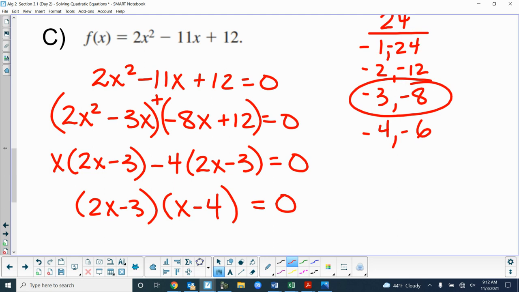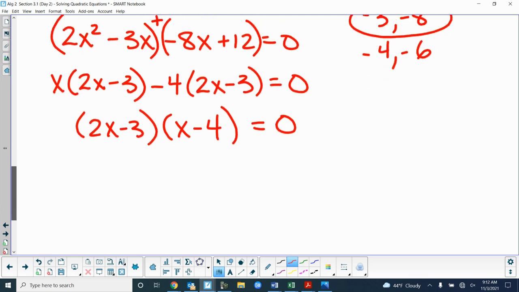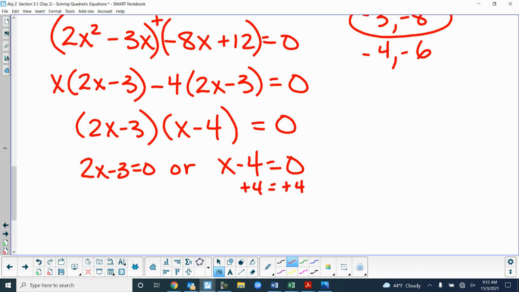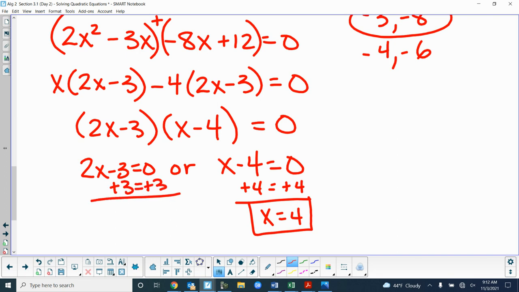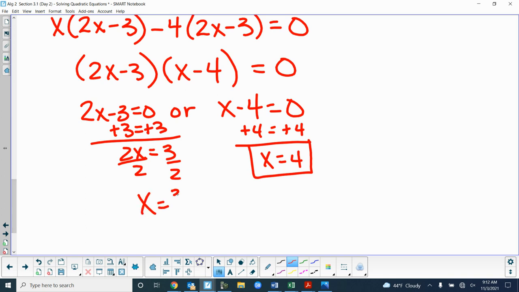All right? So now I set them both equal to 0 to get my two answers. The more you do of these, this part, you could probably do in your head. Which is fine. But if you're not sure, just set each factor equal to 0 and solve for x. So we got a fraction here, 1.5. All right?